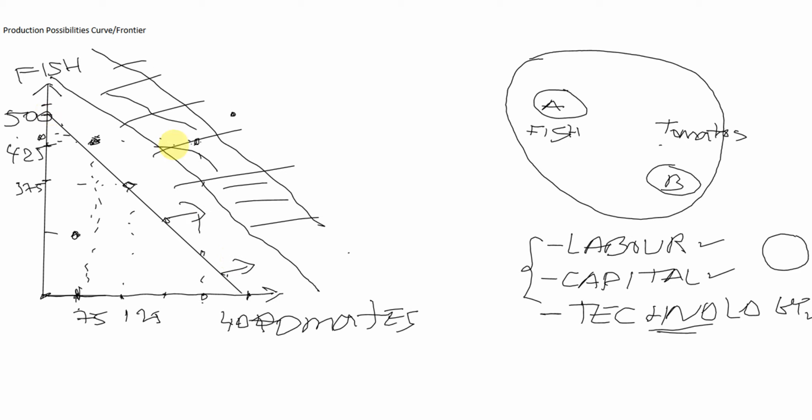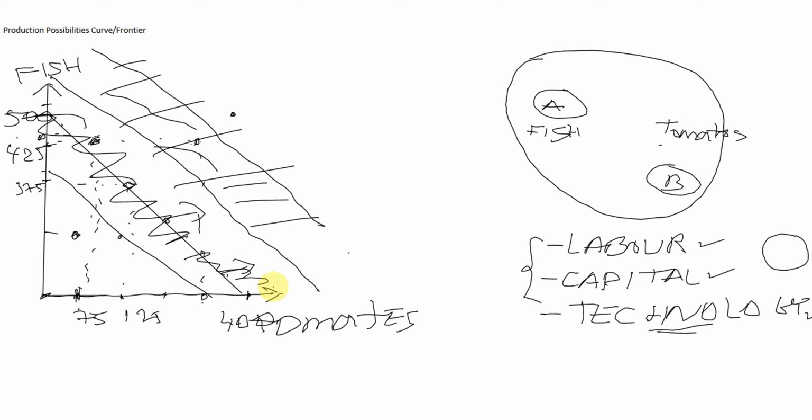If, for example, there's a natural disaster and part of our capital is destroyed, then we might expect the line to go down here. So these points will now not be available for us. We can't produce anything on this line now because of capital loss and maybe possibly human loss as well. So labor will be lost as well, right?